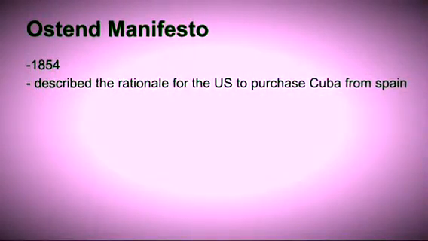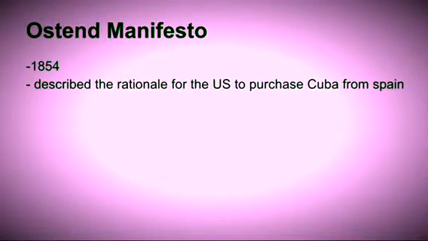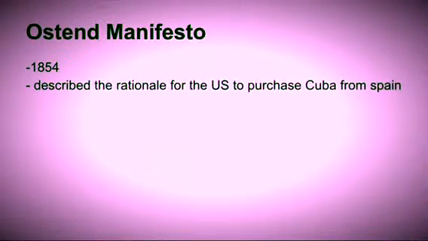The Ostend Manifesto described the rationale for the U.S. to purchase Cuba from Spain. This happened in 1854.